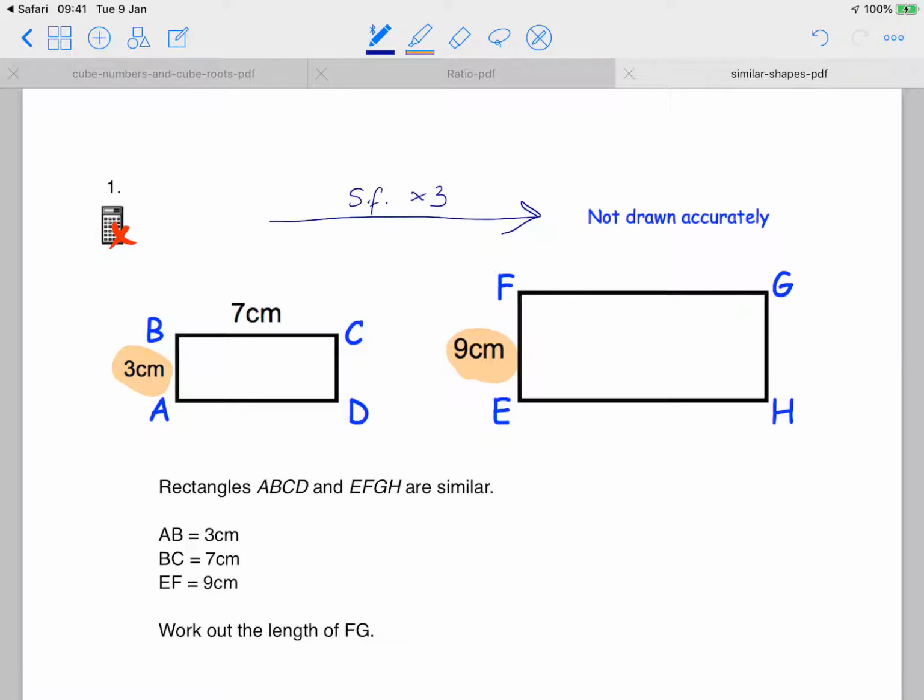So the question down here asks us to find the length of FG. FG is here across the top. So it's going to match up with the 7. 7 needs to be multiplied by 3. So to find FG, I have to do 7 multiplied by 3. So FG is 21 centimetres long.